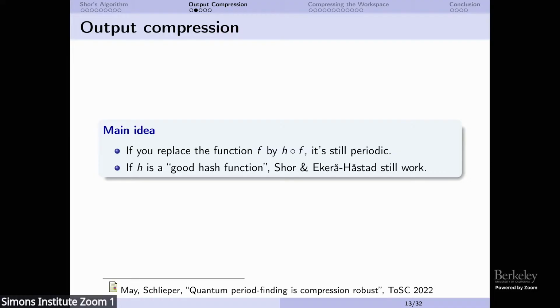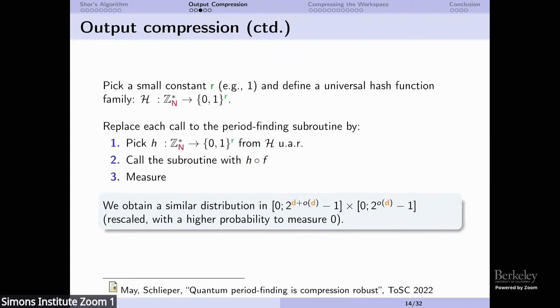And you can formalize this. It's a paper by me and Schlipper. You can formalize this if you define a universal hash function family. You pick a small constant, and your constant can even be 1. And the hash function family is compressing your outputs into bit strings. And the idea is that if you replace each call of the period finding subroutine by picking a hash function at random and then performing the subroutine with it and then measuring, you get actually a distribution of measurement outputs, which is the same as before.